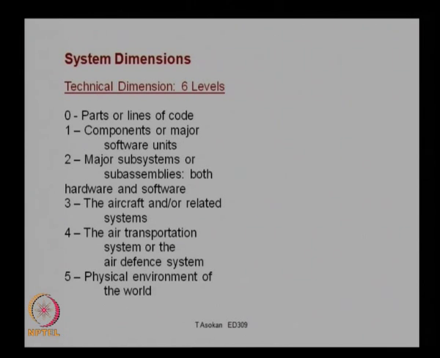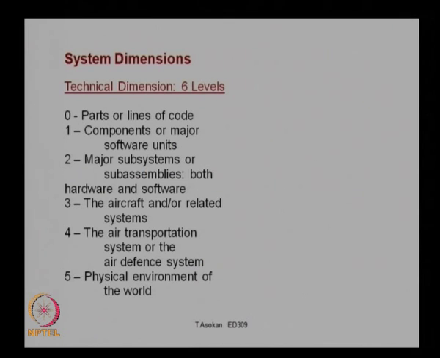So these are the 6 technical dimensions of an engineering system, and all these technical dimensions have an impact on system development. Every system can be impacted by these dimensions, and therefore we need to make sure that we take all these parameters into consideration when we design our system. So that is about the technical dimensions.